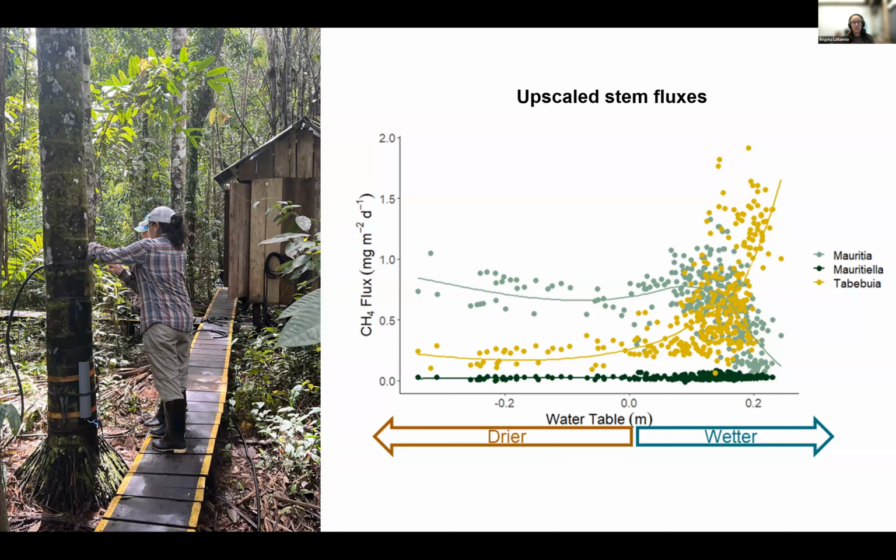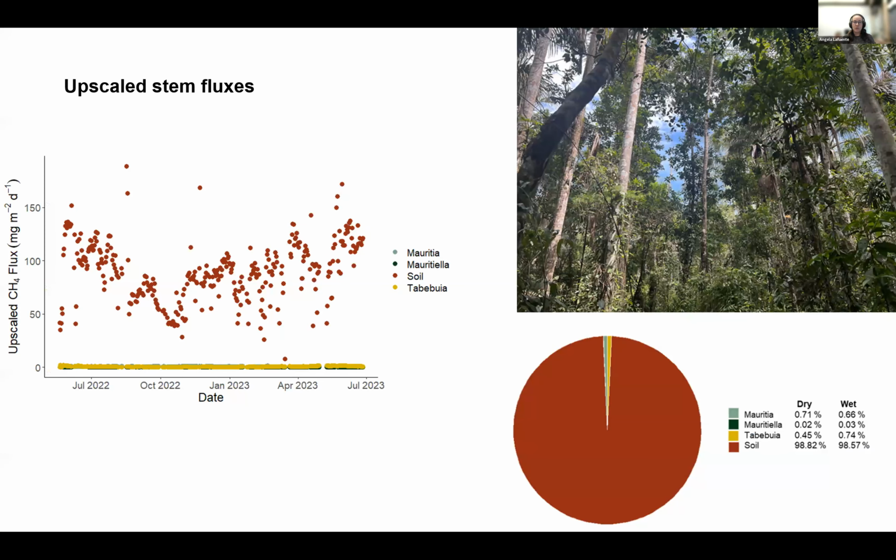And we can see differences in the contribution of the different species depending on the water table. Mauritia stems have a similar relationship to water table as soils. They show a similar threshold between 10 and 15 centimeters, whereas Tabebuia's methane fluxes peak when soils are very wet. So following on the contribution of soils and stems, and based on our calculations, stem fluxes only represent less than 1.5% of the total fluxes.